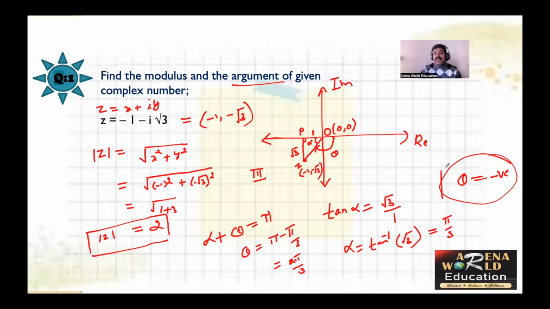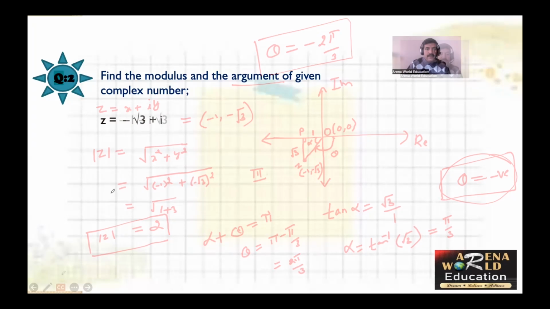But look at this one. We had already discussed, when principal argument is in third or fourth quadrant, then theta will be negative. So what is the argument of this number? This will be, theta will be equal to minus 2 pi by 3, right? I hope everybody is clear. Let us solve the next question.